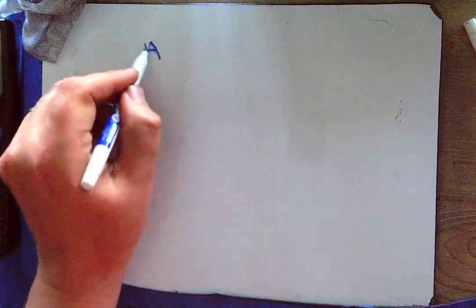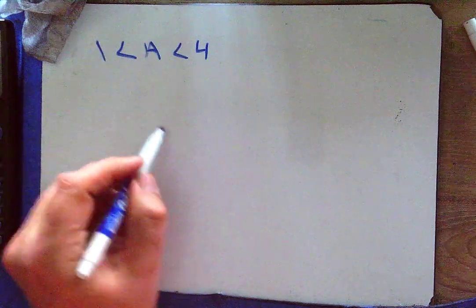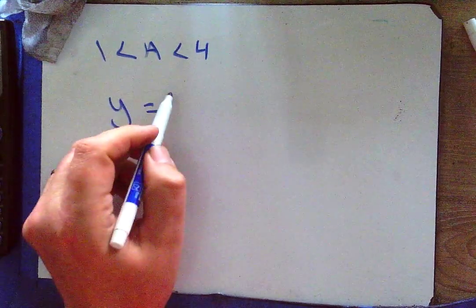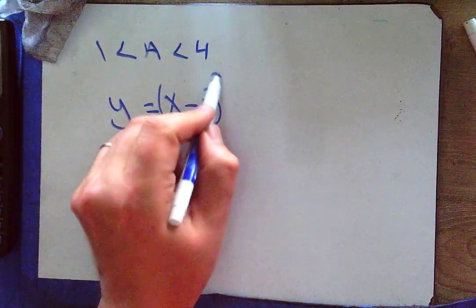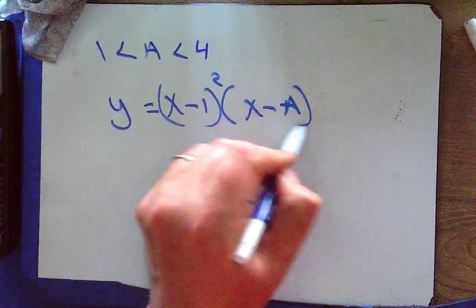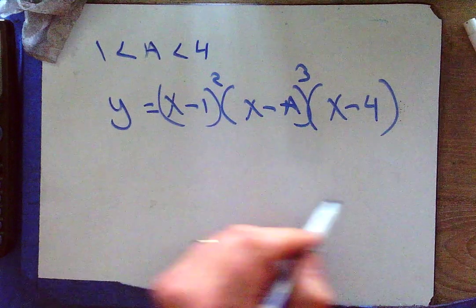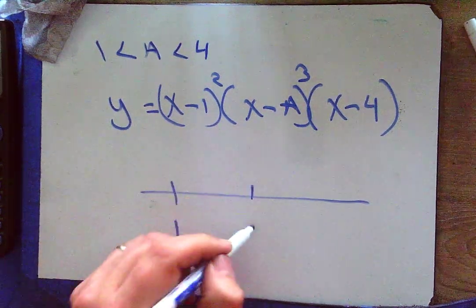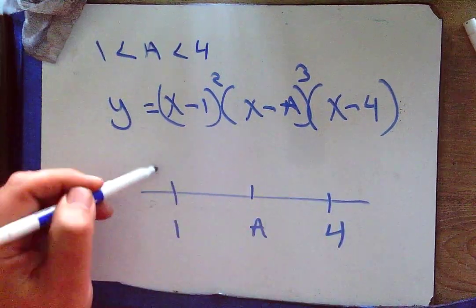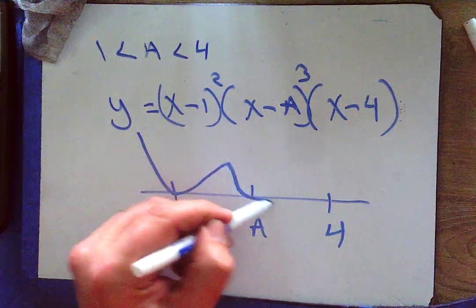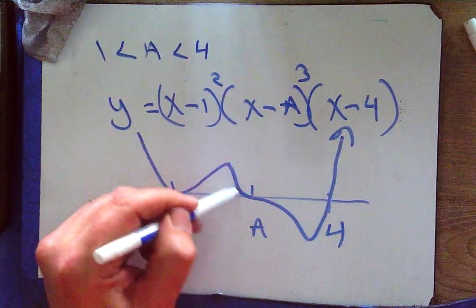Alright, that's lots of stuff that we covered. We reviewed graphing with multiplicity. We learned if a was a number between 1 and 4, that we could graph something like x minus 1 squared, x minus a to the third, x minus 4. And so we would say, okay, 1, a, 4: bounce, wiggle, pass through. Smooth curve.